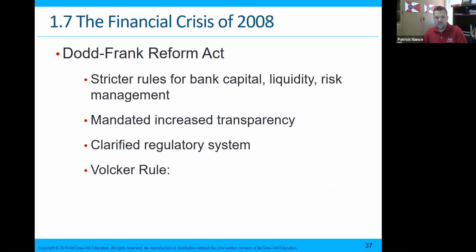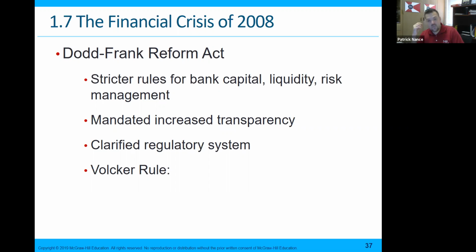Dodd-Frank Act made stricter rules for bank capital, stricter rules for liquidity and risk management, mandated an increase in transparency, clarified the regulatory system, and also created the Volcker Rule. So the Volcker Rule limits the bank's ability to trade for its own account and to own or invest in hedge funds or private equity funds.